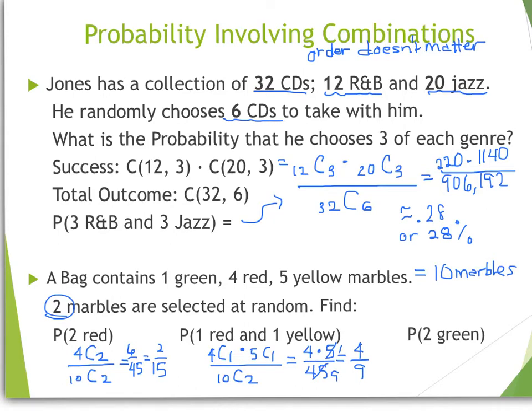Okay. And then lastly, we have the probability of 2 green. Well, there aren't 2 green in the bag, so that probability is really easy. It's going to be 0.